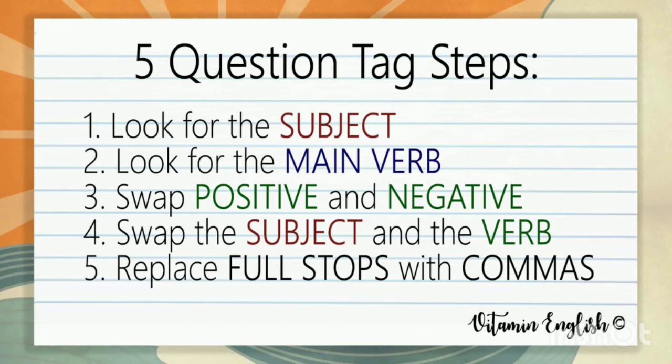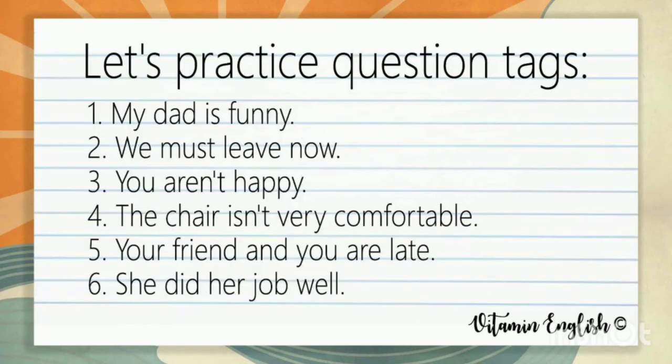Now, to practice our question tags using the 5 rules we've just learned, we're going to look at these 6 sentences. Number 1. My dad is funny. 2. We must leave now. 3. You aren't happy. 4. The chair isn't very comfortable. 5. Your friend and you are late. And 6. She did her job well.